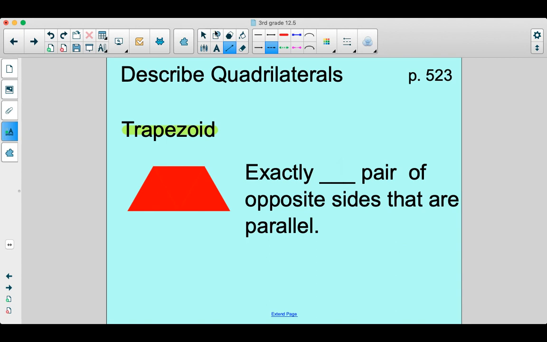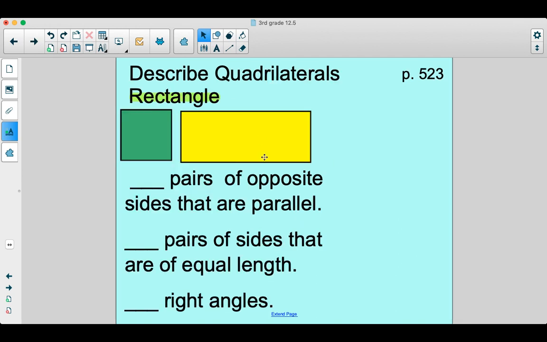So a trapezoid is special because there are two sides with parallel lines. So exactly how many pairs of opposite sides that are parallel? Well, that would be just one. And we know it's one because these guys intersect, or would intersect.